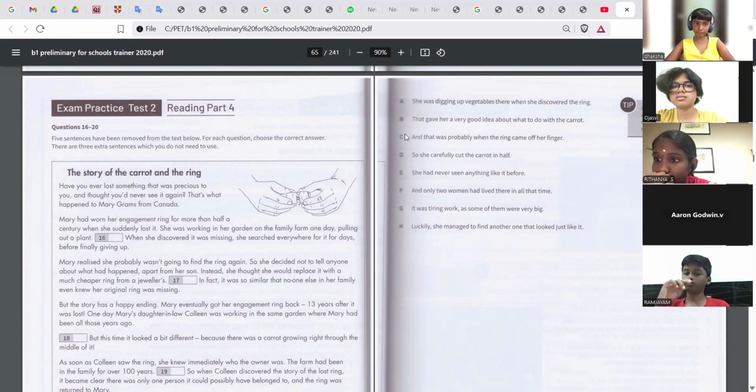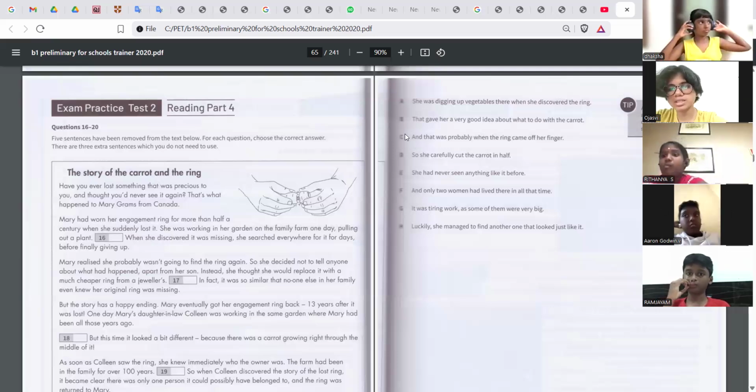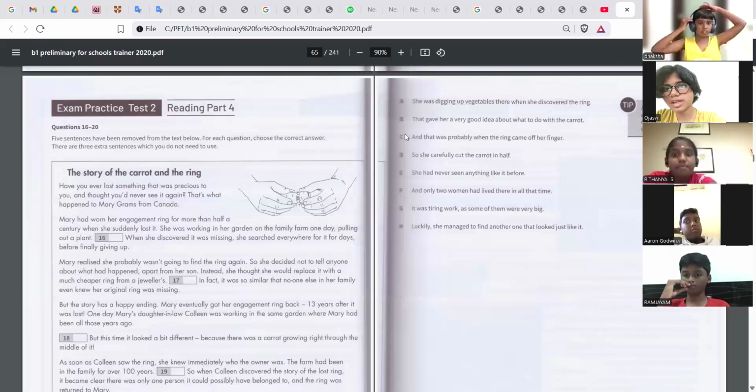Keep going. Yes, sir. Mary had worn her engagement ring for more than half a century when she suddenly lost it. She was working in her garden on the family farm one day, pulling out a plant, when she discovered it was missing. She searched everywhere for it for days before finally giving up.